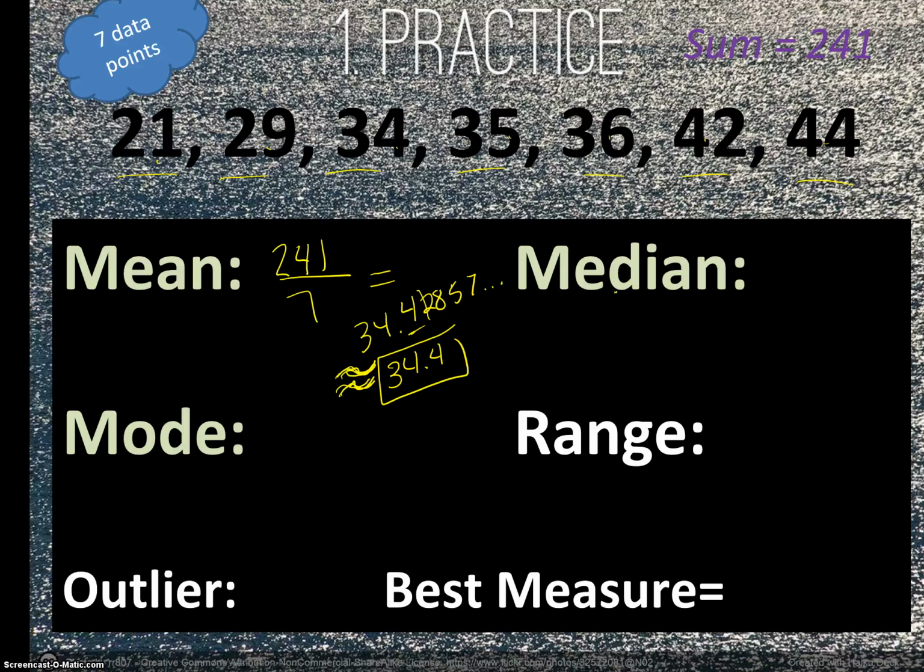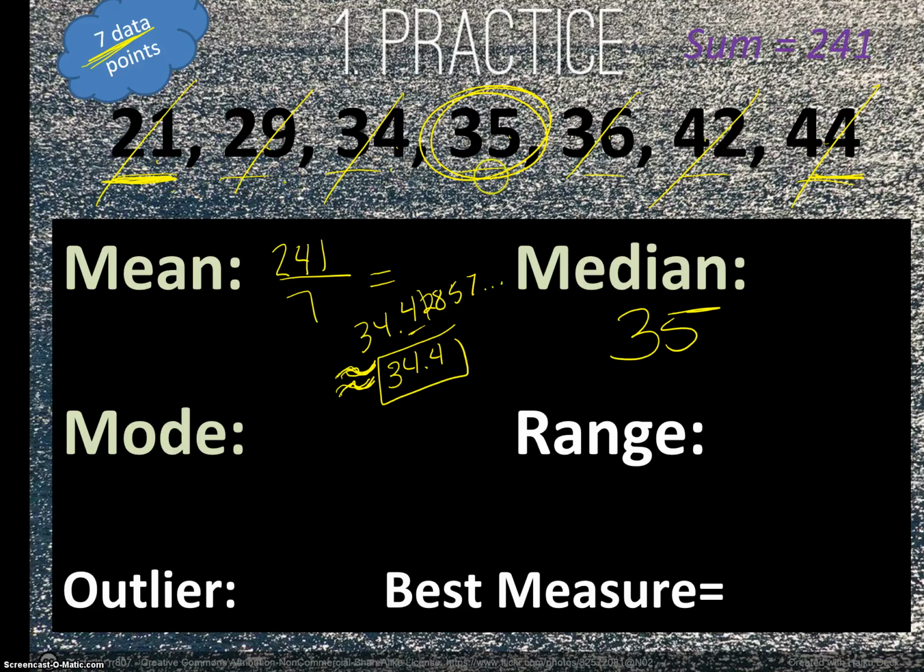The median. Since I already have these numbers in order, one way to do it is to underline, but since I already have them underlined, you could also cross them out like this. This is probably the way you learned how to do this in elementary school. I have 7 data points, so I'm going to have one number in the middle, so my median is going to be 35.